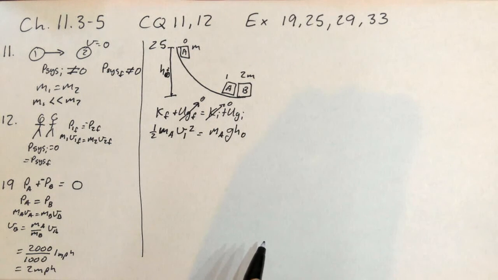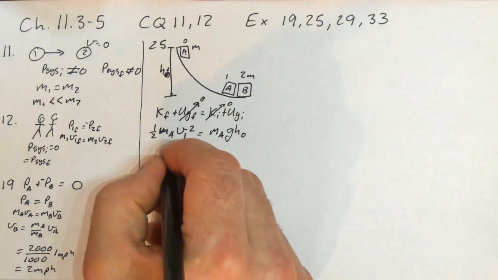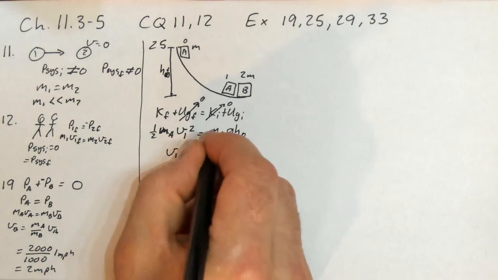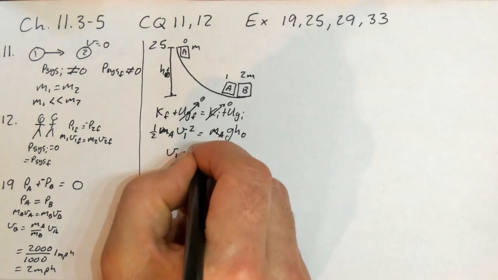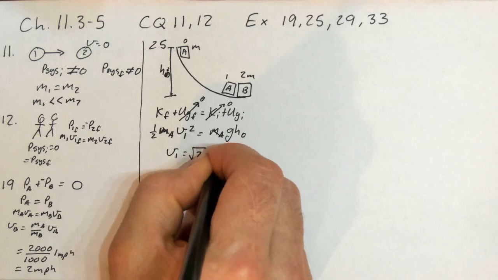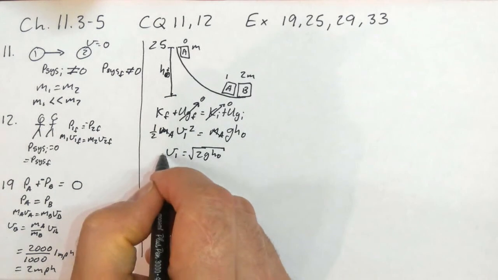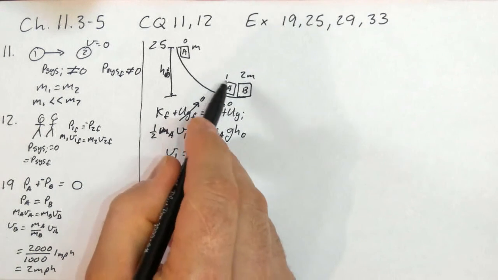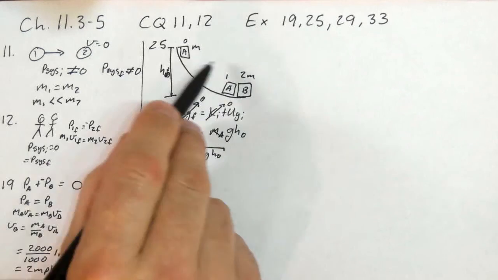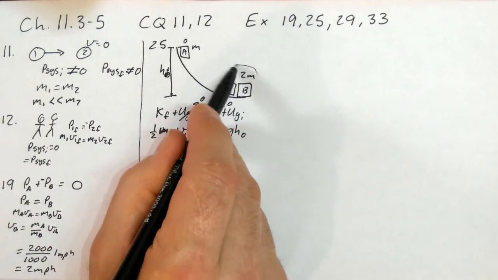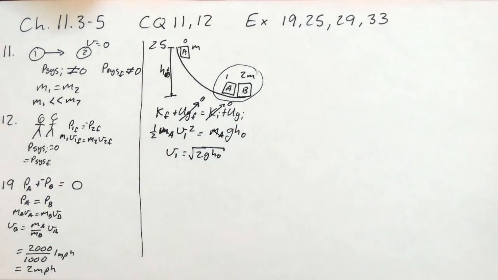Alright, so with that, I can now solve for V1. The masses cancel, and I'm just getting the square root of 2GH0. Alright, and I'm going to leave it like that. Okay, so now that I have the velocity of this box right before it collides, I can forget about the ramp now and just focus on this collision. So how would you set up this next problem then?